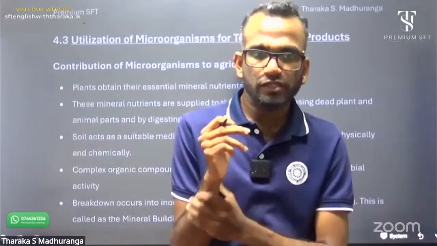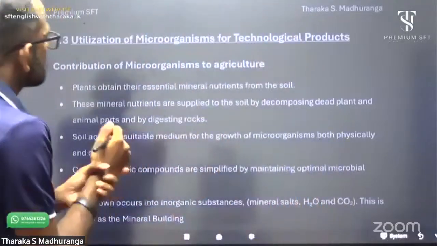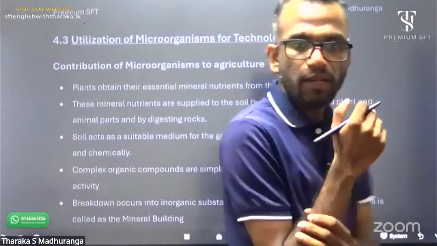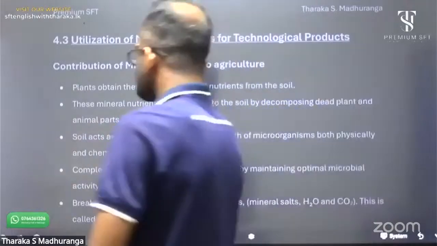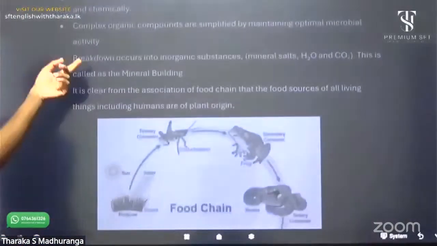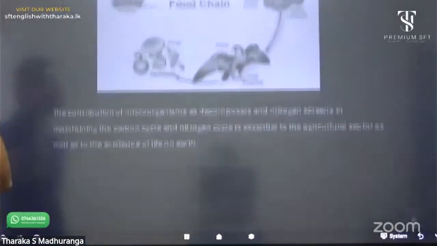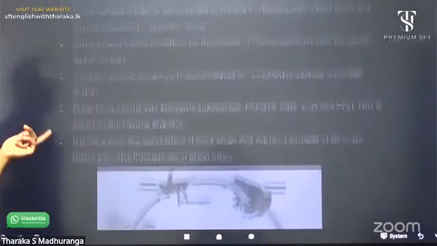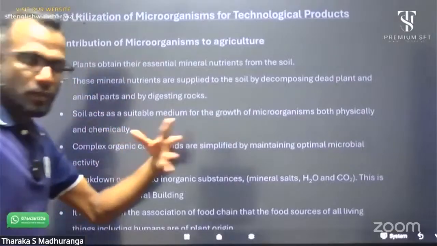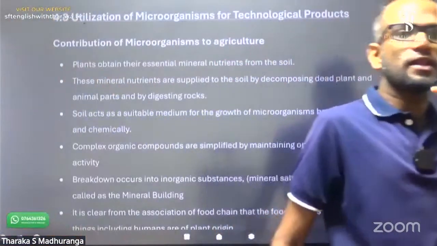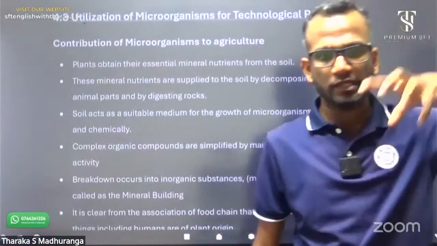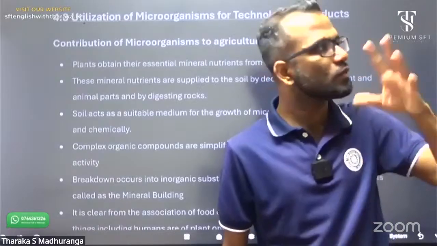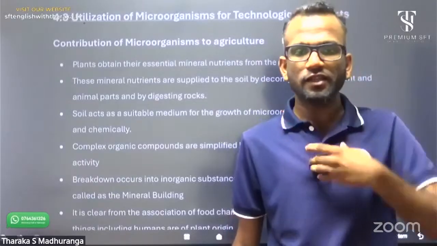Understood? Industrial process. But now the contribution of microorganisms to agriculture. Okay, it's a very important part. Actually, this part is most important, more than the previous part. Don't keep anything to do later. Right? This is the time. You don't have more time. You have 40 days.